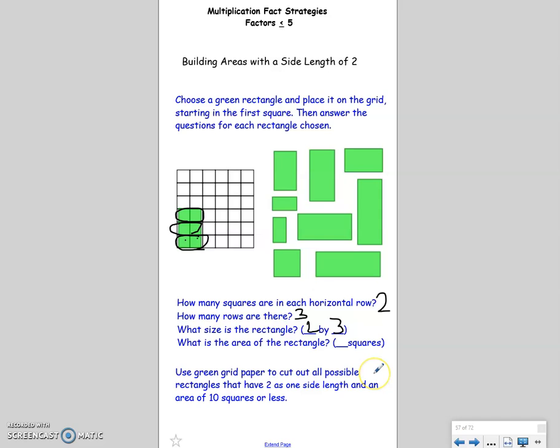Let's go ahead and find the area of this rectangle. I could count every single square, but I noticed that these are in groups of 2, and I know how to count by 2s. So I'm going to go ahead and count by 2s to find the area. There are 1, 2, 3 groups of 2, so I'm going to count by 2 3 times. Ready? Here we go. 2, 4, 6. The area of this rectangle is 6 square units. So I now know 2 times 3 equals 6, and 3 times 2 equals 6. Great.